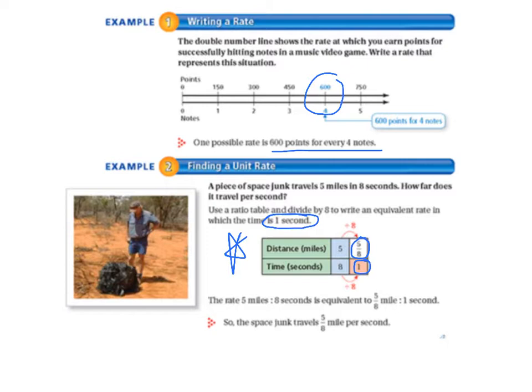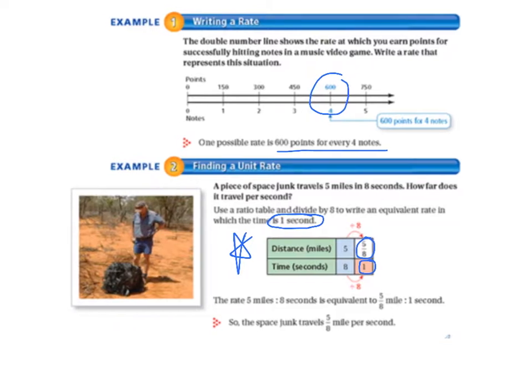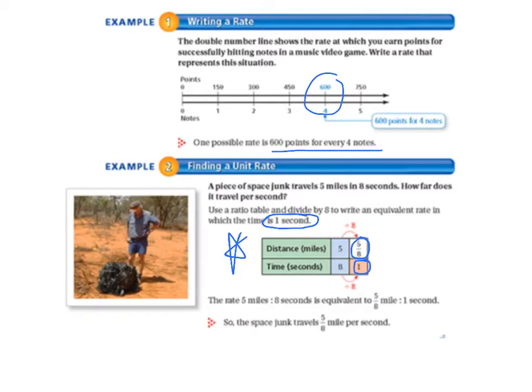So 5 divided by 8 is 5/8. So the rate 5 miles to 8 seconds is equivalent to 5/8 miles to 1 second. So the space junk travels 5/8 of a mile per second.